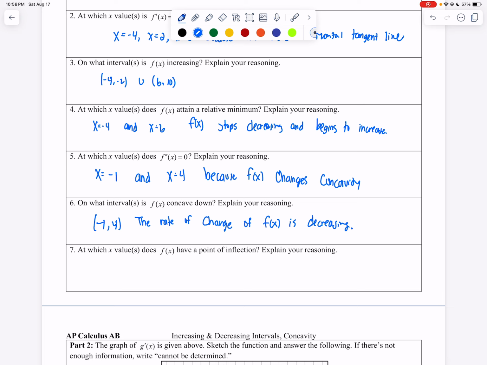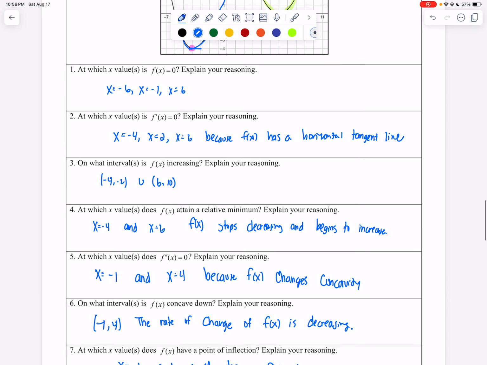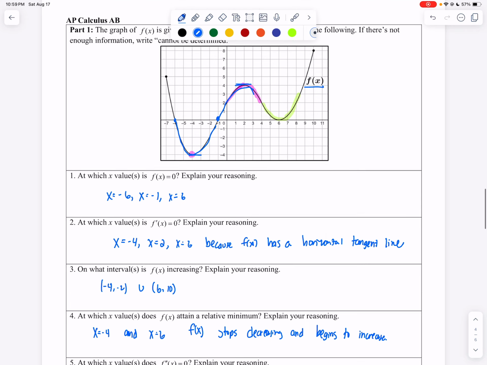And then for number 7, at which x value does f of x have a point of inflection? Once again, that's going to be -1 and 4, since f of x changes concavity. So that was simple. And that was f of x.